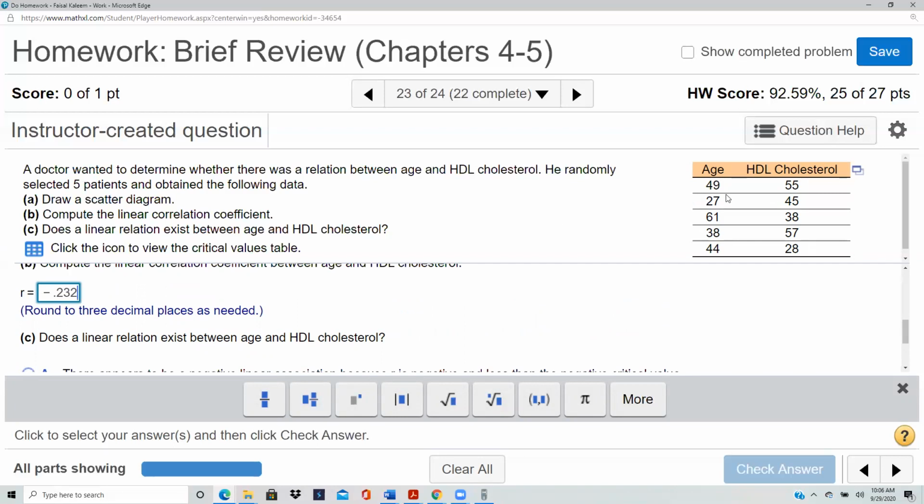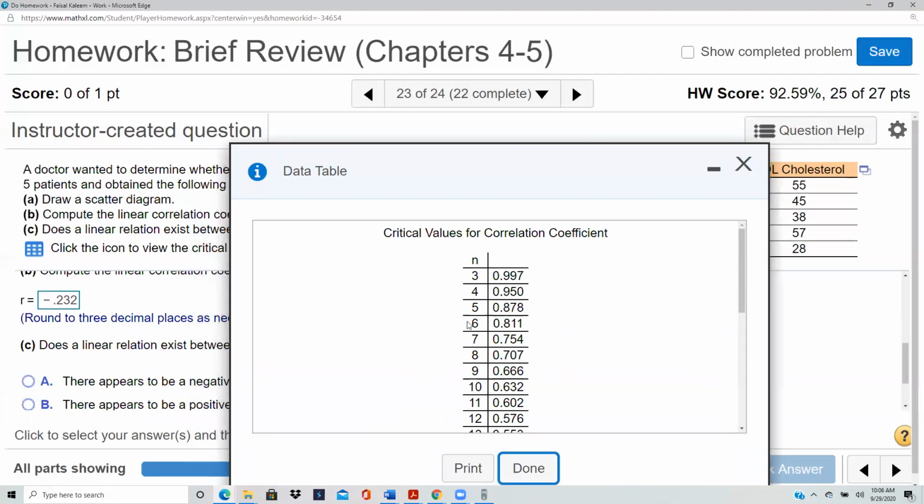So how many data points do we have? 5 from the chart. Right, so let's see. So you will look at n equals 5, so the critical value is 0.878. So when do we have a linear relation? Do we need to be more than the critical value or less than the critical value in order to have a relation?